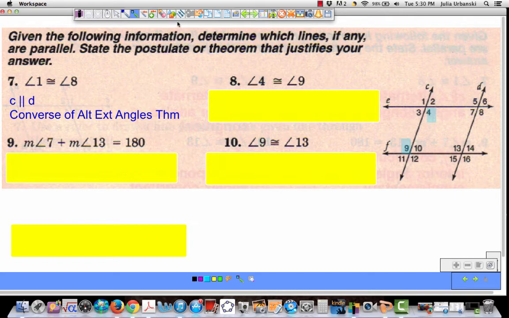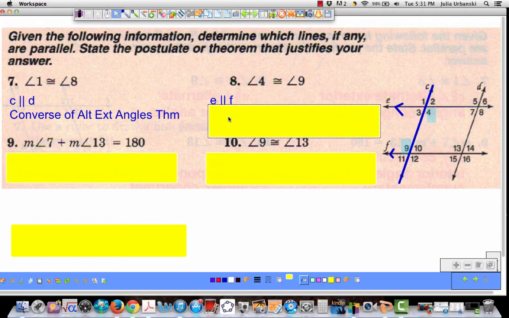First of all, the transversal that has to go through both of them, that cuts right through both of them, is line C. So that's not one of the parallel ones, that's the transversal. The lines that are parallel are the lines that go through each individual angle. Here's the 4. The line that's going through it is line E. And here's the 9. The line that's going through it is line F. So those are your parallel lines. Line E is parallel to line F.